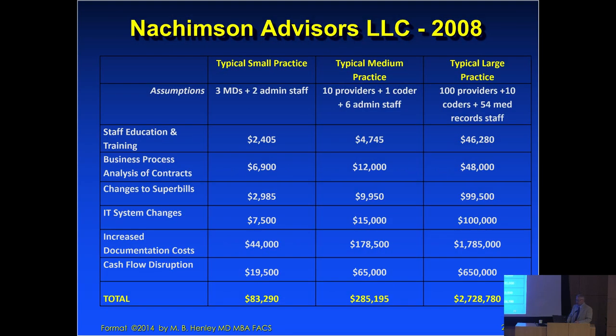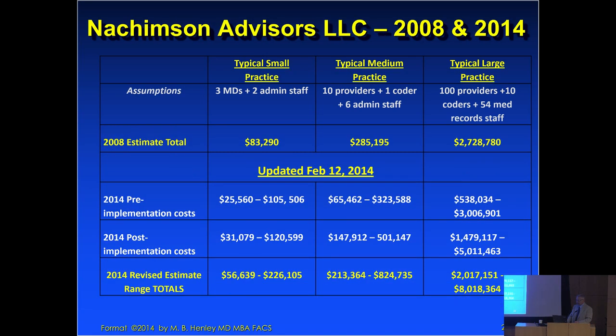Nockamson and Advisors in 2008 came out with estimates of practice costs. Depending on the size of the practices, you can see three columns: a small practice was three docs, a typical medium practice with 10 providers, and a large practice with 100 providers, with estimates anywhere between 83,000 and nearly 7 million. This was revised in February of this year, and you can see the old data there and the new data here, which increases those estimates by two to three, or almost fourfold.